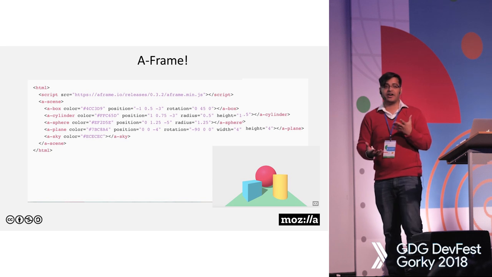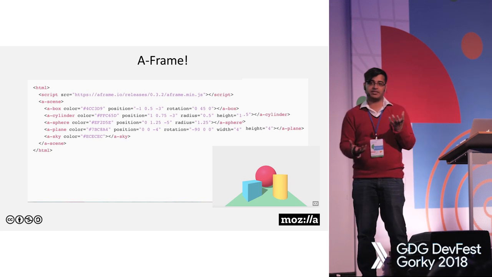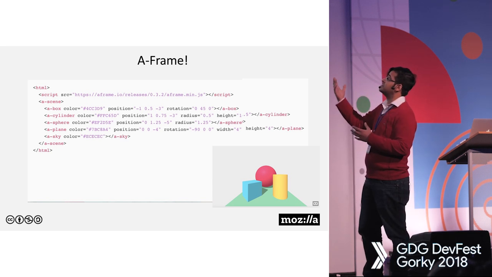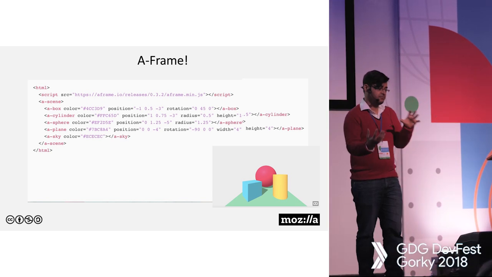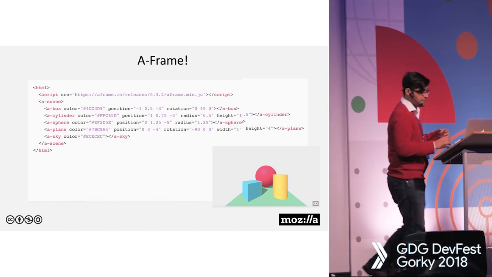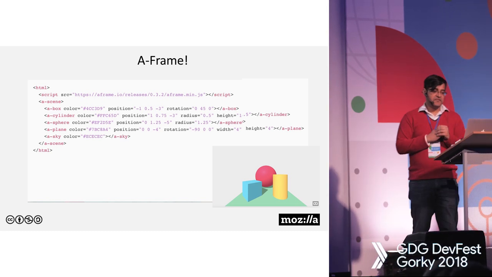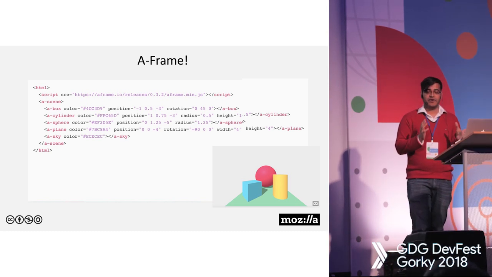You can use a lot of attributes depending on the kind of object it is. So you have position, rotation, and you put in the X, Y, Z axis to kind of align them with the scene. So A-Frame is an entity component framework.